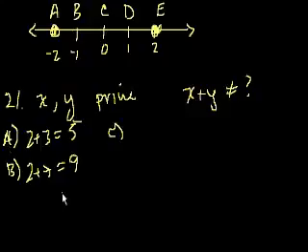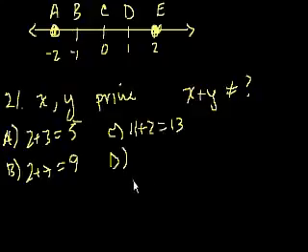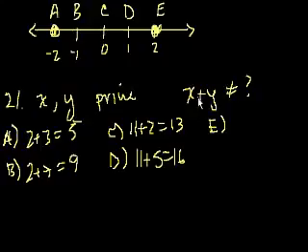Let's see what C is. C is 13. So let me think. What could be? 11 plus 2 is equal to 13. So it's not choice C. D, 16. The sum. So let me see. 16, 9 and 7. No. 11 and 5. 11 plus 5 is equal to 16. So it's not D. So without even looking at E, it's probably going to be E.